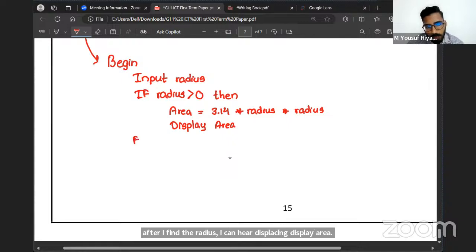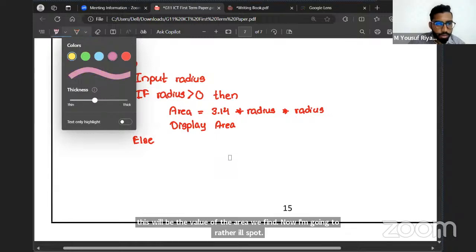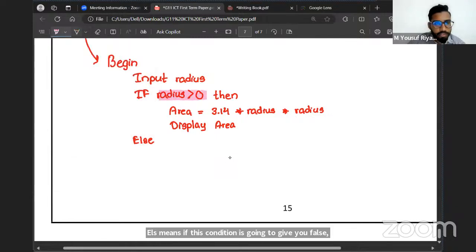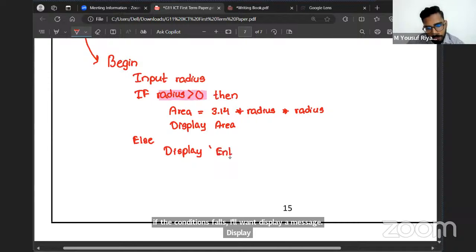Now I'm going to add the else part. Else means if this condition is going to give you false. Okay, the condition means I'm talking about this condition. If the condition is false, I'm going to display a message saying display enter a valid integer.